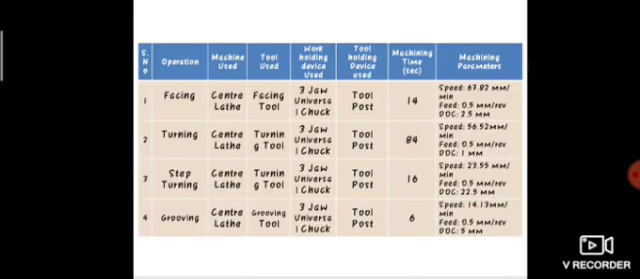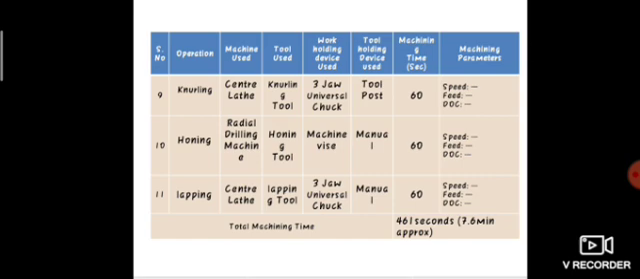The summary of the various machining operations to manufacture the product: totally 11 processes. The total time required for manufacturing a single product is 7.6 minutes. Thank you.